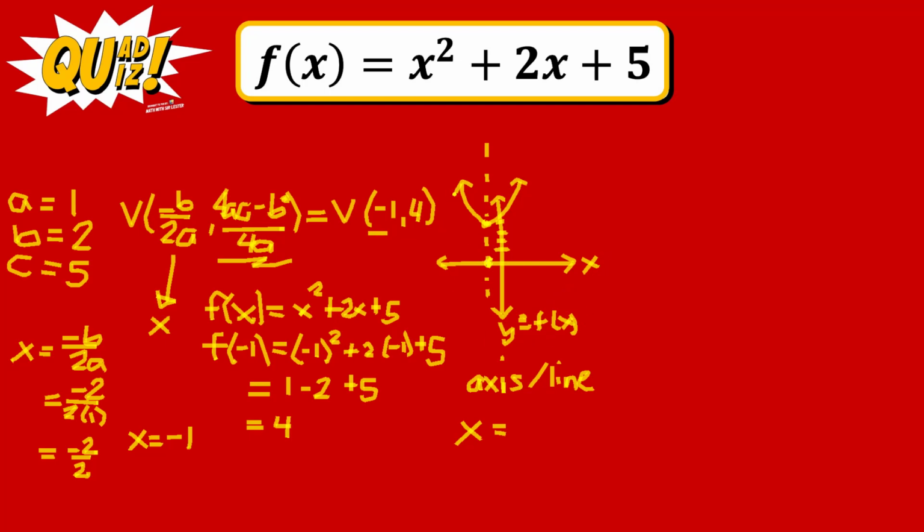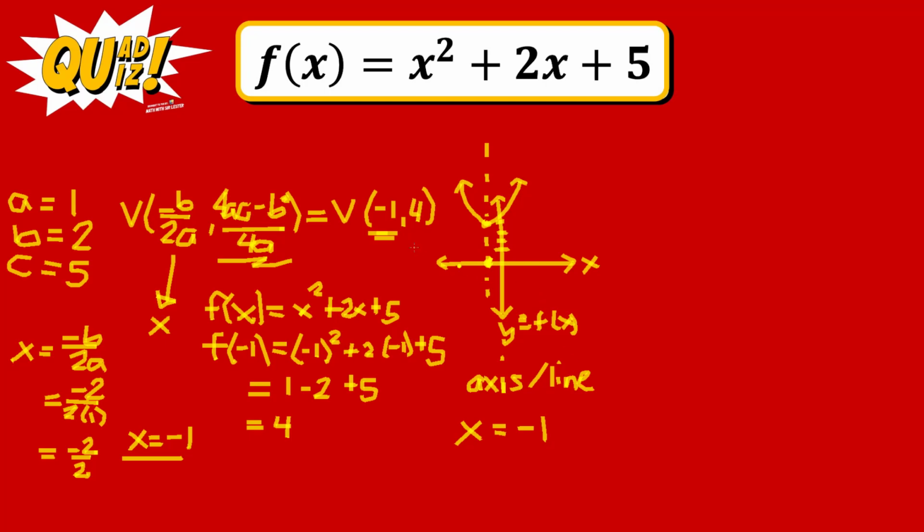Even without this graph, of course we needed the graph to illustrate, but just by getting your vertex, take immediately the x-coordinate, and that's your axis or line of symmetry. Even without your complete vertex, once you have the x-coordinate of your vertex, that is automatically your axis or line of symmetry, because this is the same value of x that is intersected by this axis or line, and this is where the vertex is also plotted. That's our axis or line of symmetry.